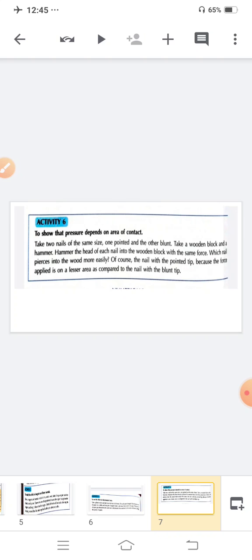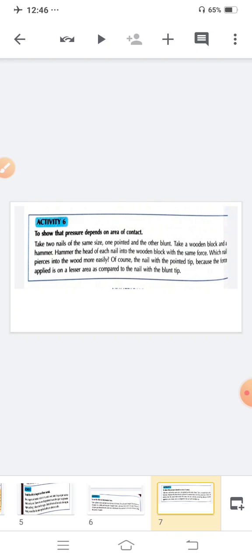Activity 6. To show that pressure depends on area of contact. Take two nails of the same size, one pointed and the other blunt. Clear? One should be pointed and one should not be sharp. Take a wooden block and hammer. Hammer the head of each nail into the wooden block with the same force.